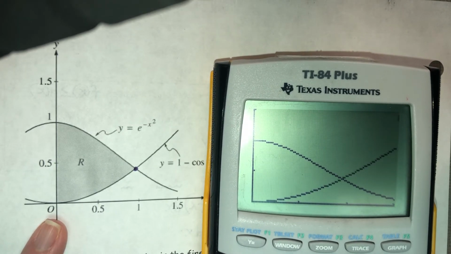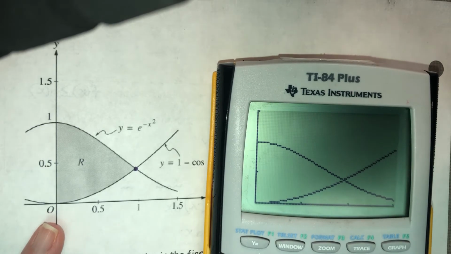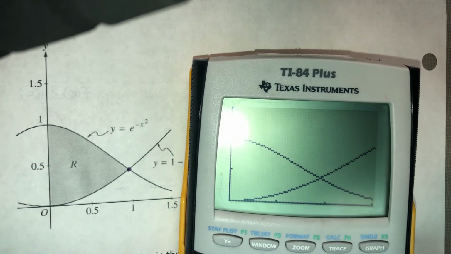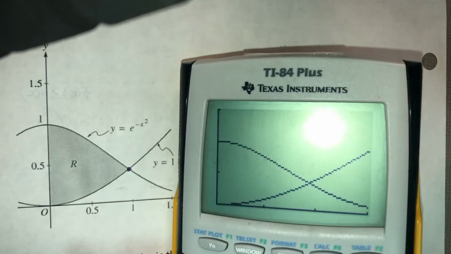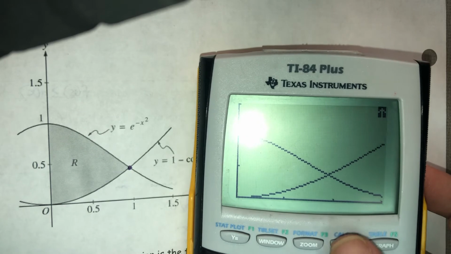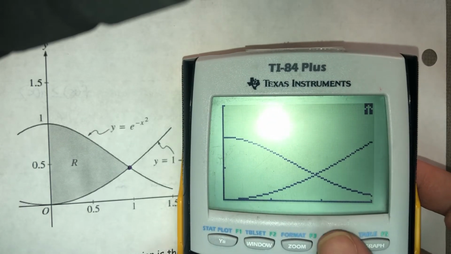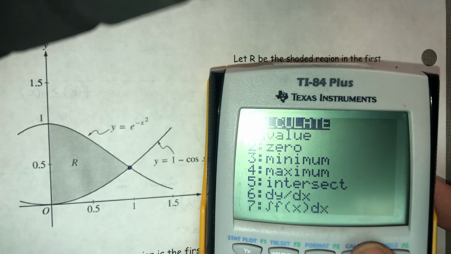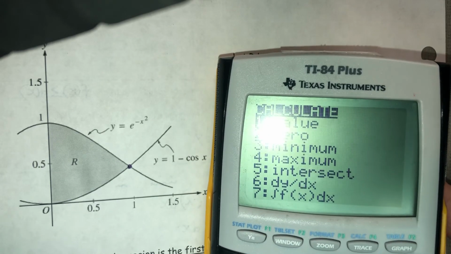It's nice when they give you a graph and it's on the calculator portion because it makes it really easy to know how to set everything up. So we need to know this intersection point. So we're going to use the calculator to find it. We're going to hit second and the trace button for the calculate menu. And then we're going to choose number 5, which is intersect for the intersection.